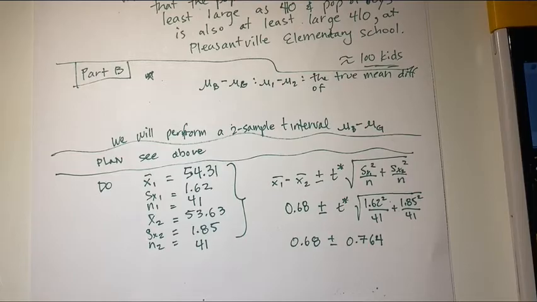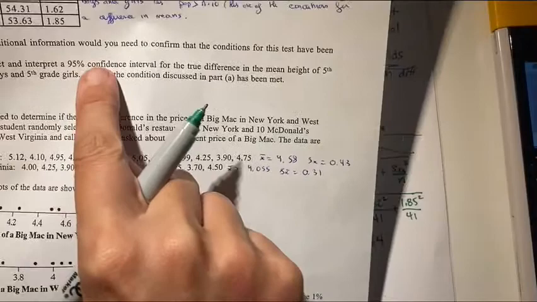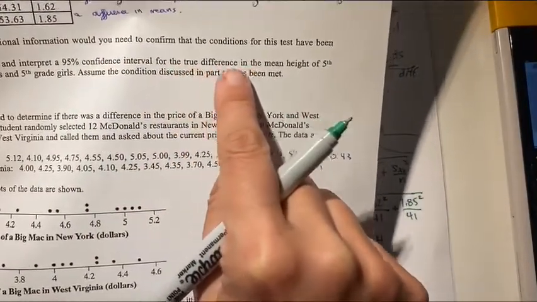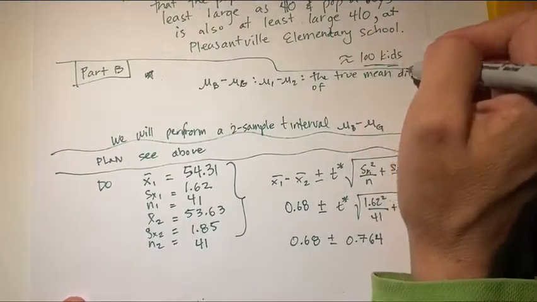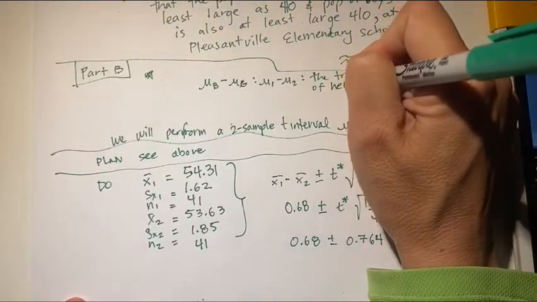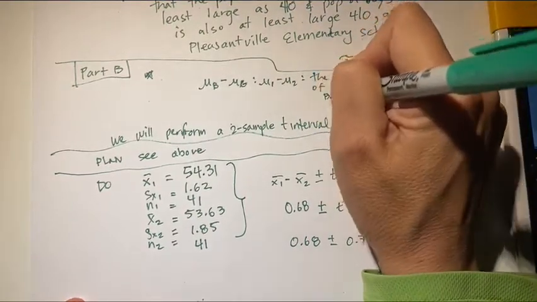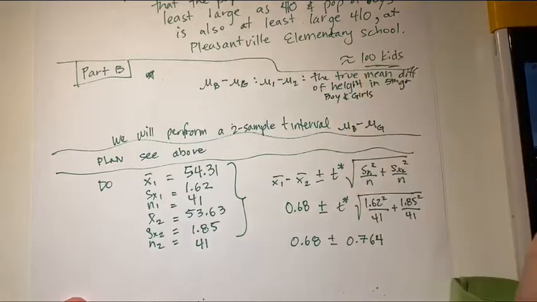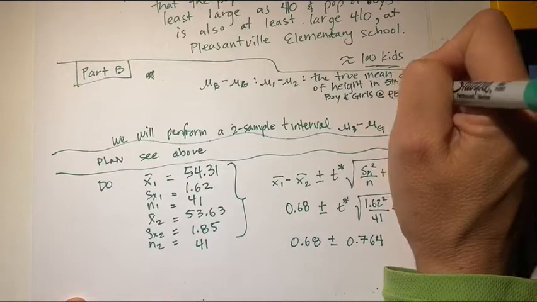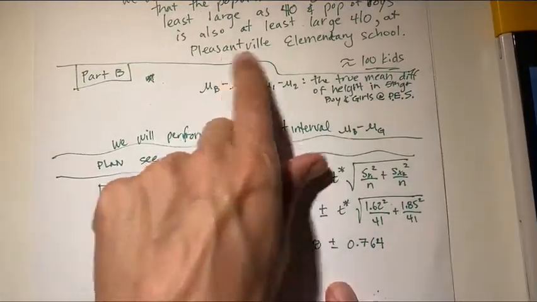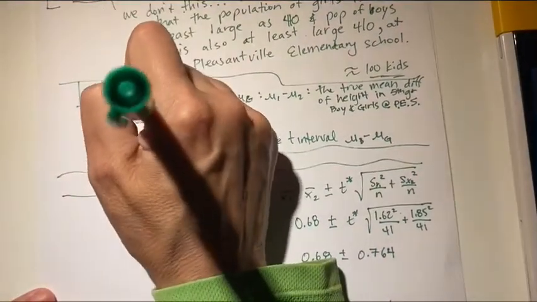now I maybe need to glance back at my facts. Construct and interpret a 95% confidence interval with the true difference in the mean height of 5th grade boys and 5th grade girls. So the true mean difference of height in 5th grade boys and girls, and I could be even more specific, at Pleasant Elementary School, PES, Pleasantville Elementary School. All right. So what is our h sub o and h sub a?